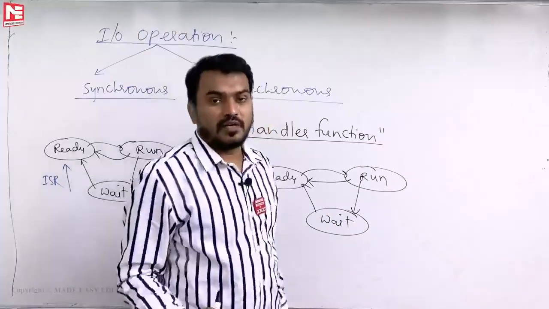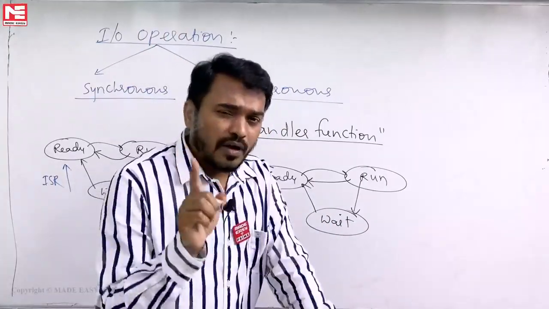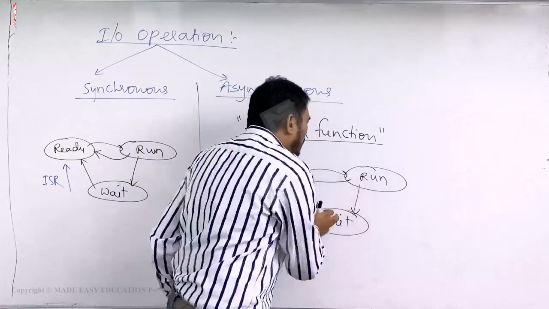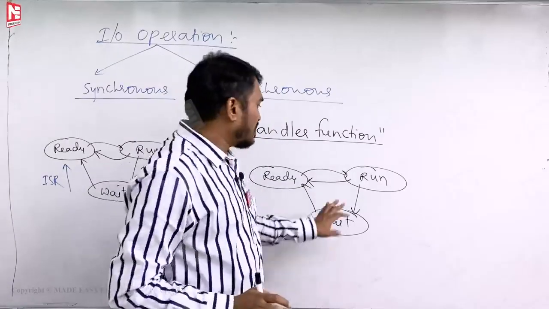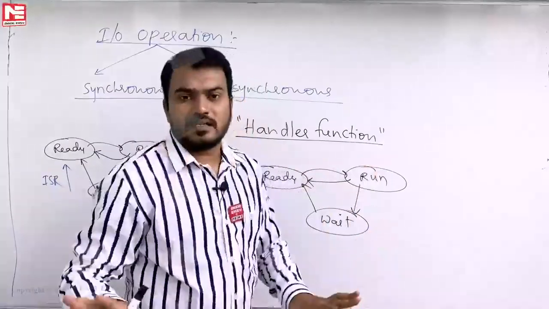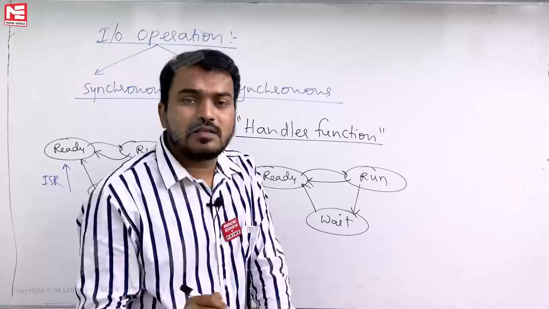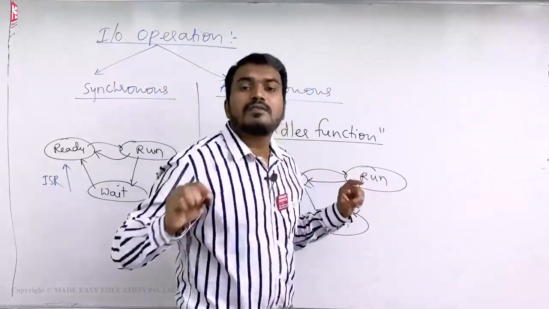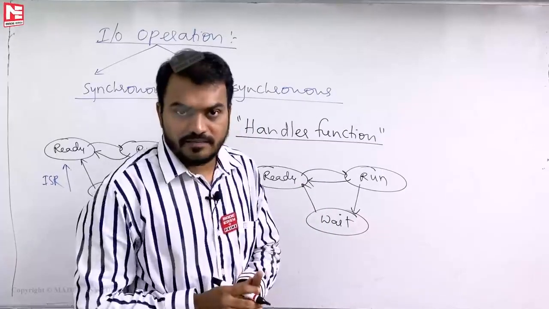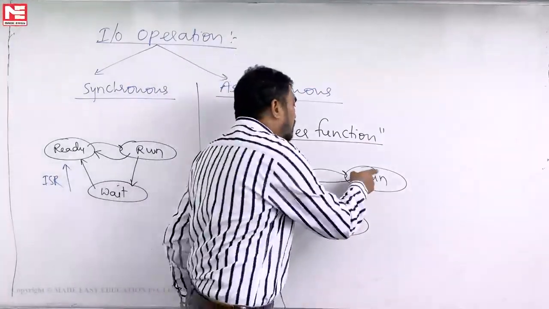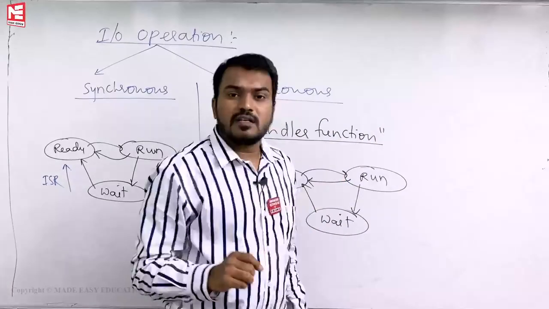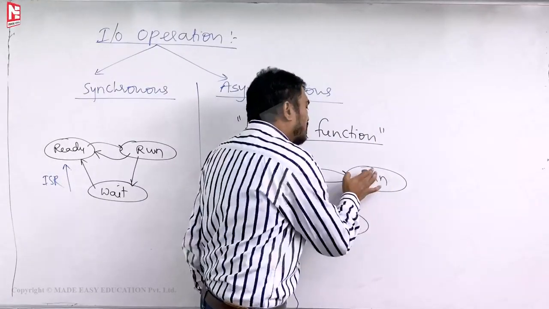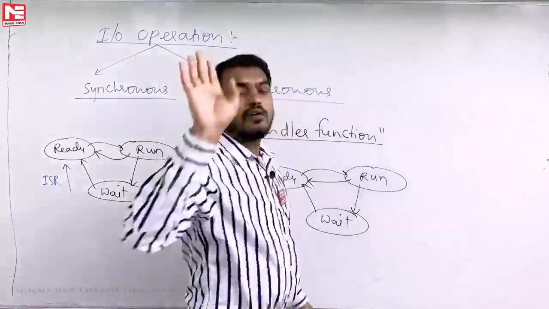Now second point is important. What's the second point? The process is not placed in the block state. Process block state में नहीं आएगा. Process is not placed in the block state and it continues to execute the remaining code after initiating the IO request. Okay, so it continues to execute what? Remaining code after initiating IO request. इसका मतलब process block state में नहीं आएगा, it continues to execute the remaining code after initiating IO request.